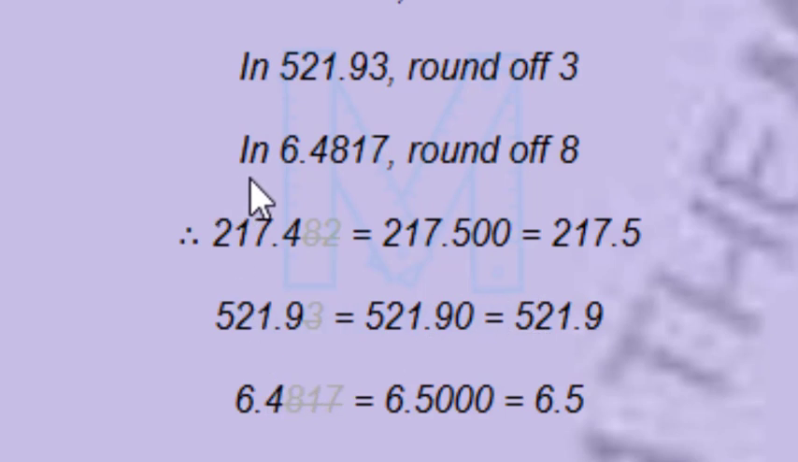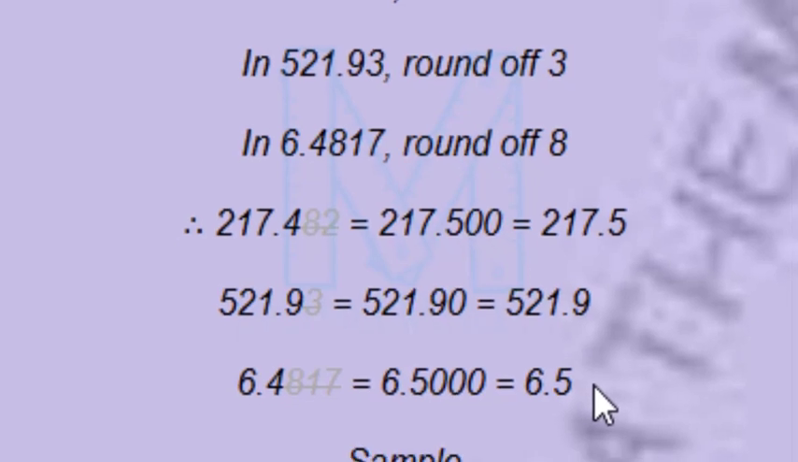And lastly, if you need to approximate 6.4817 to the nearest tenth, round off 8, because 8 is the digit after the required digit, which is the tenth digit 4. So you have 8 being rounded up to become 6.5000, and that's what we got here, 6.5000, which in turn is 6.5.